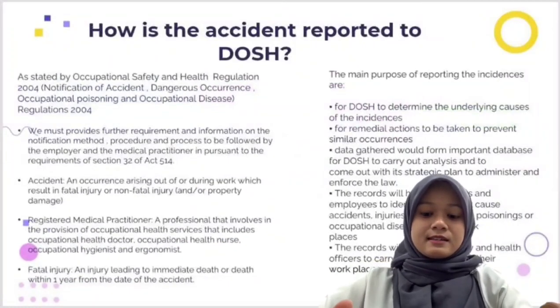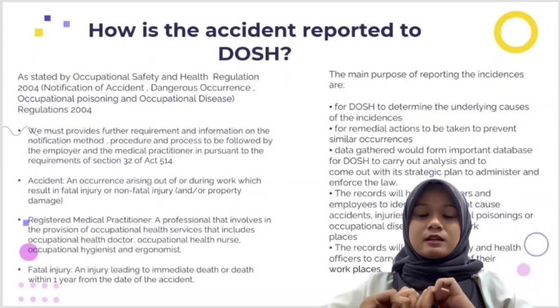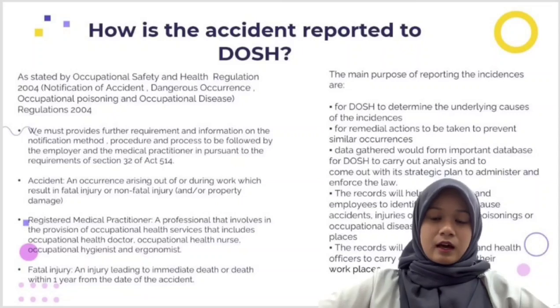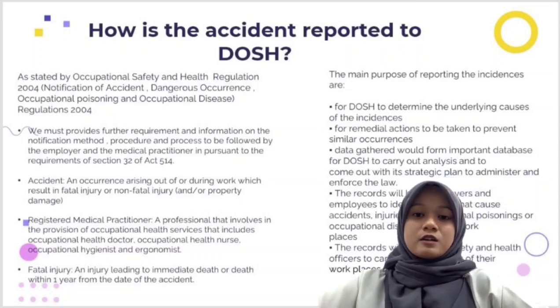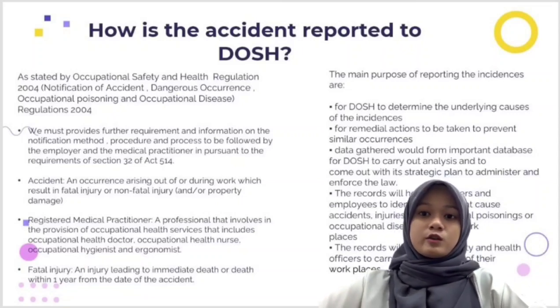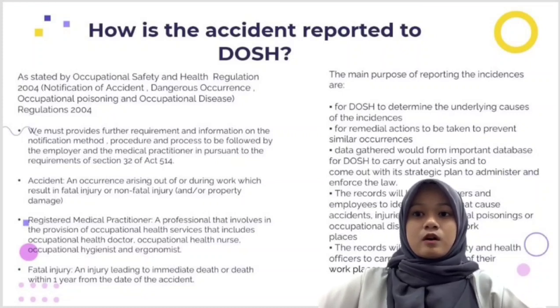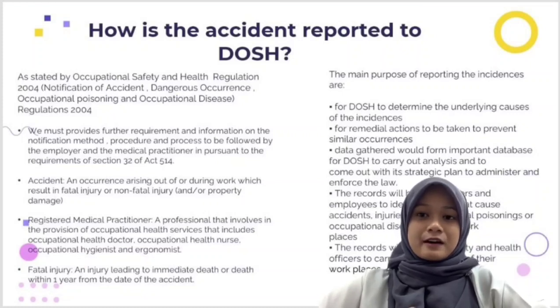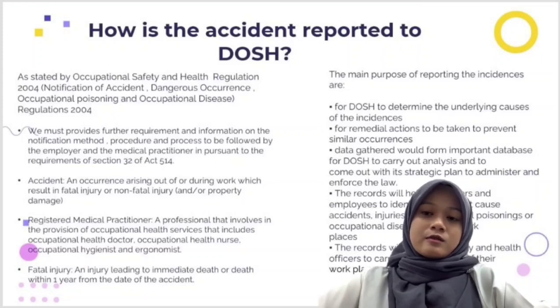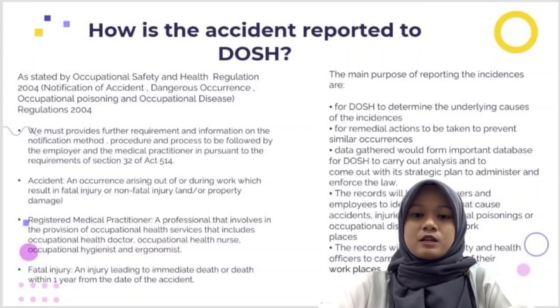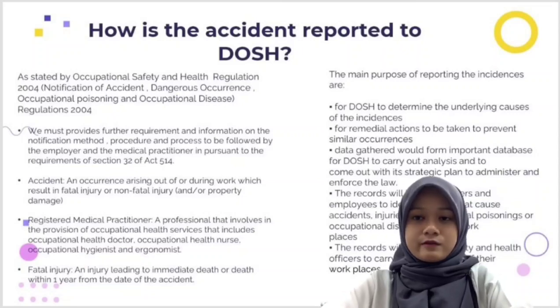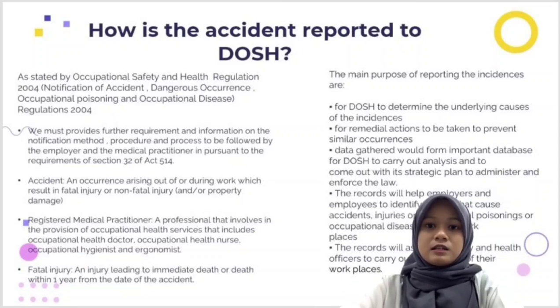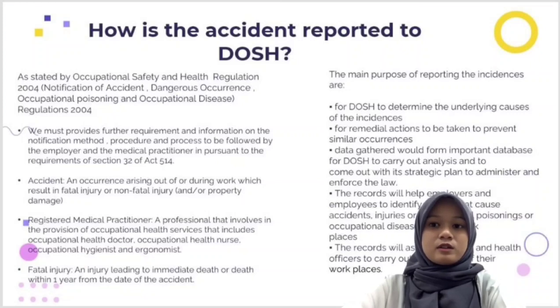How is the accident reported to DOSH? Okay, for this part, I will give a summary of this question. We must provide further requirement and information according to Section 32 of Act 540. And we must refer to a registered medical practitioner, such as a professional of occupational health service. Lastly, an injury leading to immediate death or death within 1 year from the date of the accident.